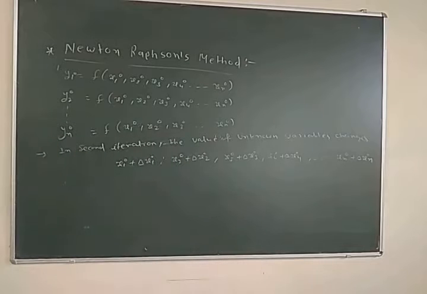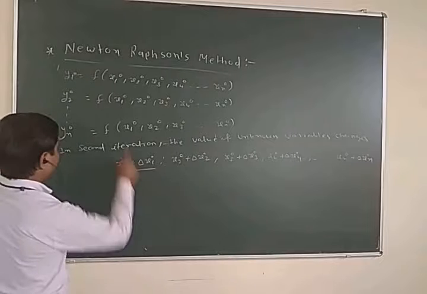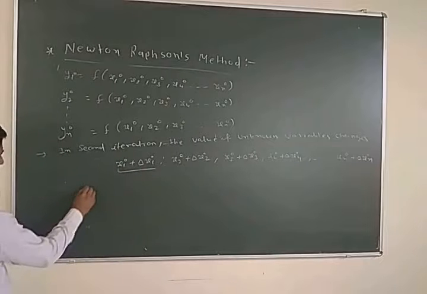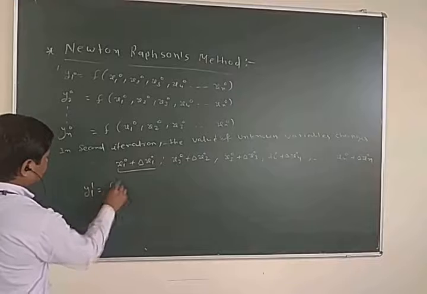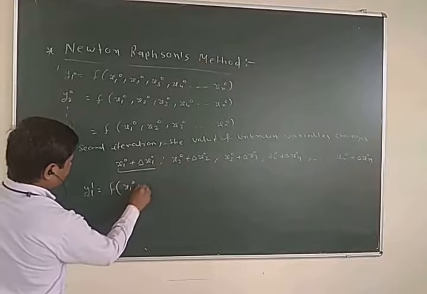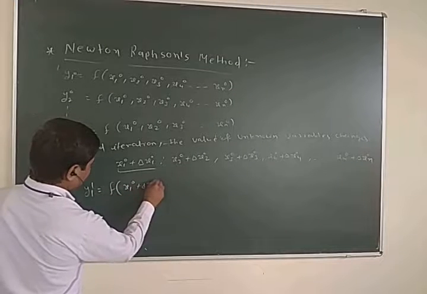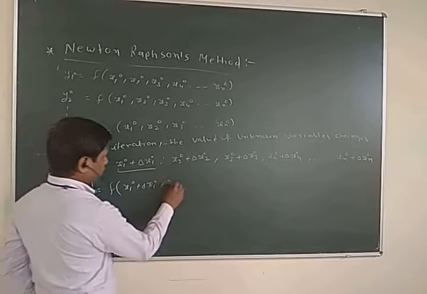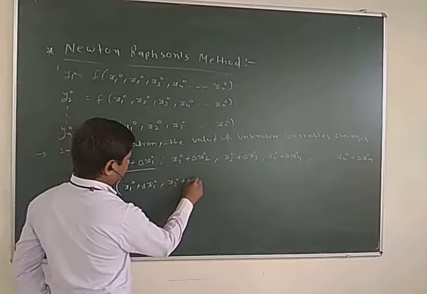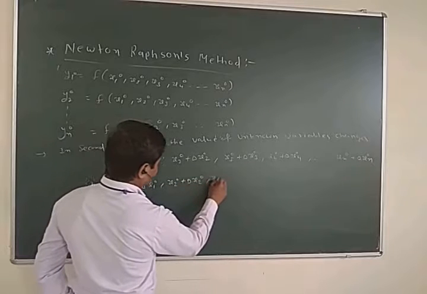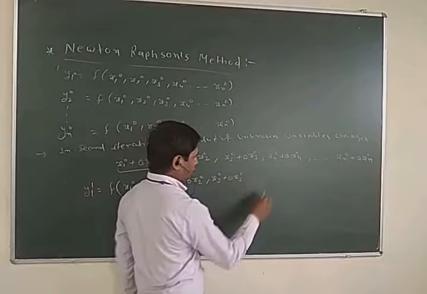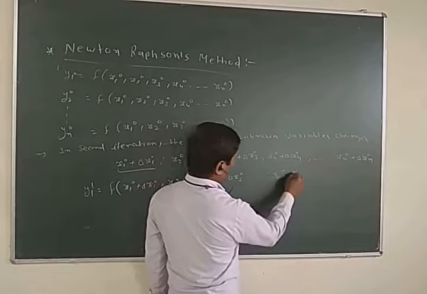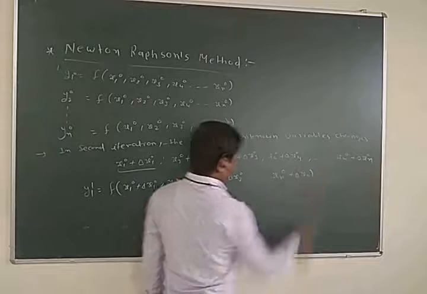Now we put this new value of unknown in the given equation. So the equation becomes y1 is equal to a function of x10 plus del x10, x20 plus del x20, x30 plus del x30, dot, xn0 plus del xn.